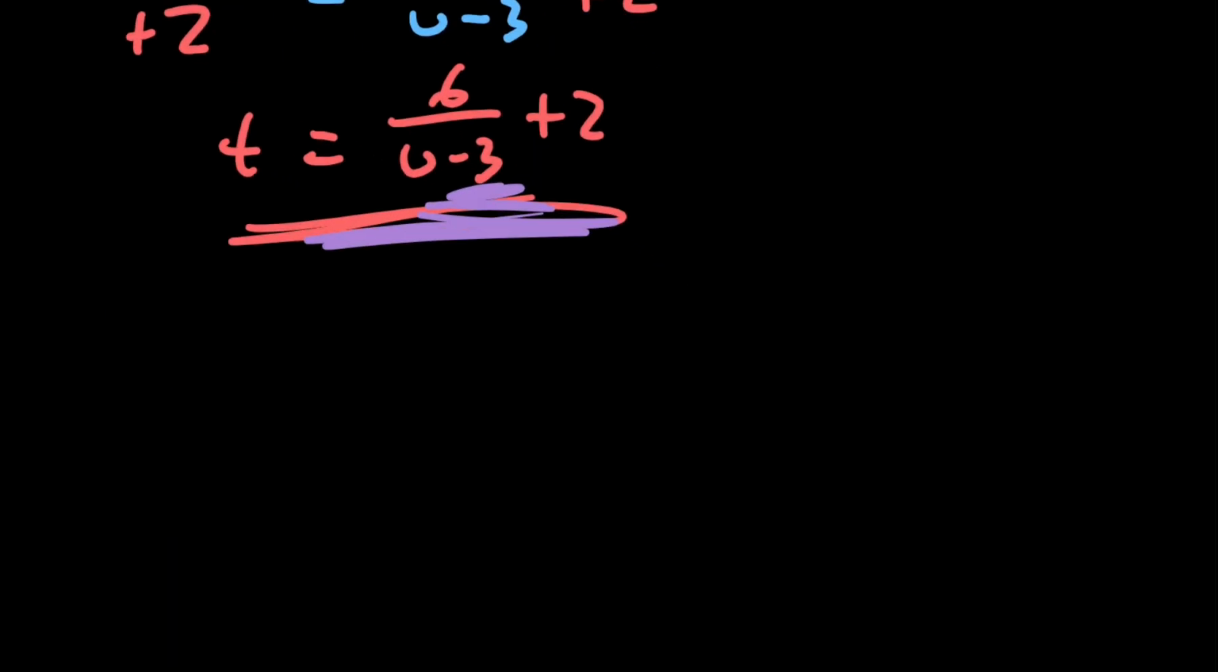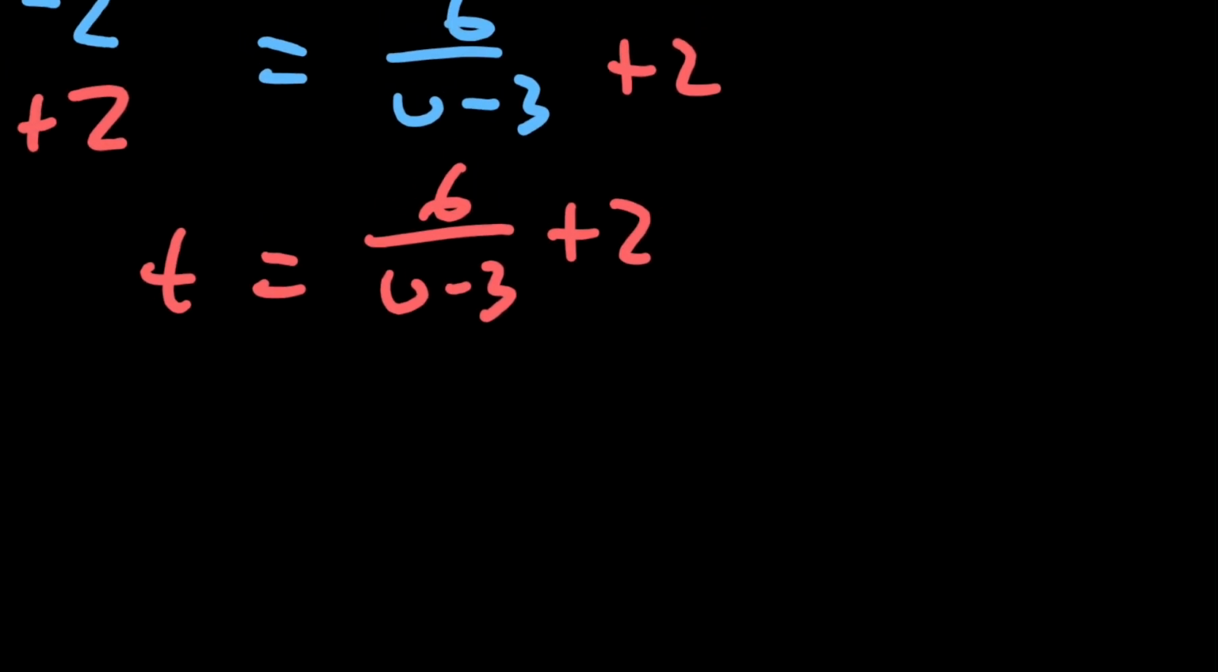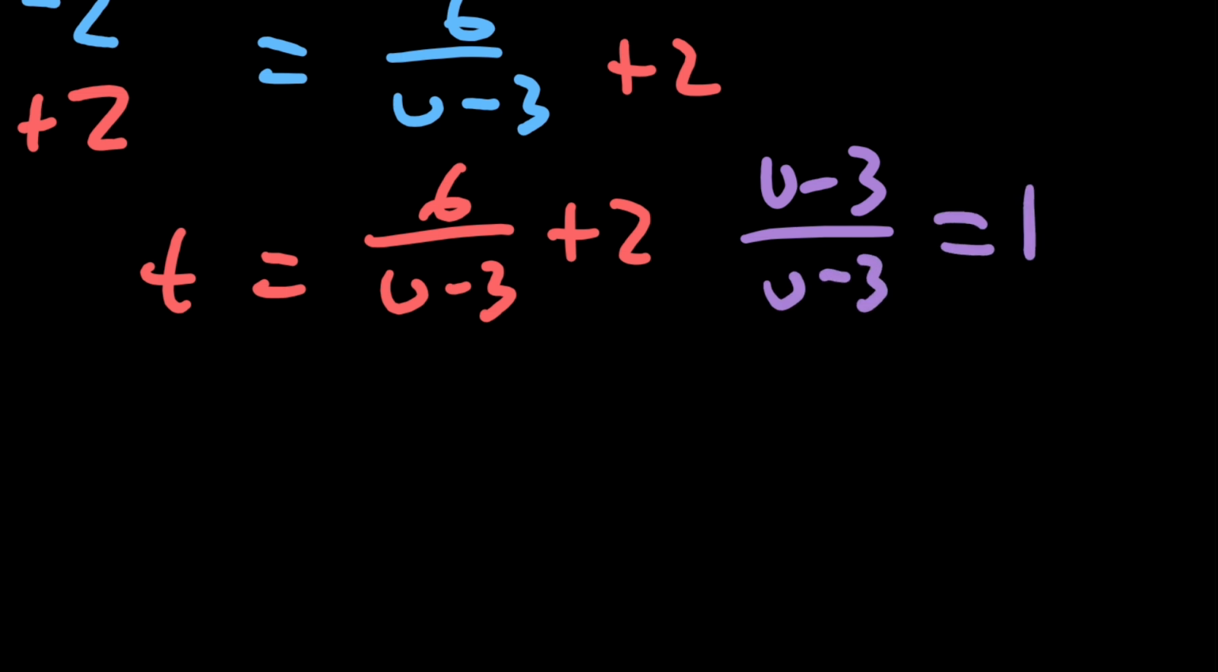Now, how do we add a denominator here? It's a little bit deceptively simple. If we have the quantity u minus 3 over u minus 3, what is this equal to? It's equal to 1. Why? Because we have the same thing over the same thing, right? If I have 6 over 6, it's still equal to 1.